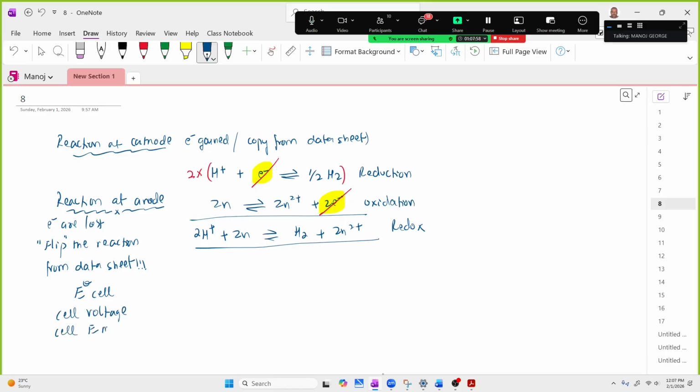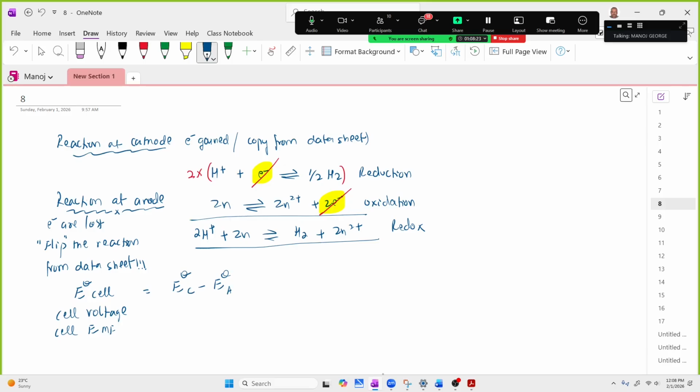Cell EMF. Okay. So cell voltage equals E° cathode minus E° anode, which is also mentioned as E° right minus E° left. It's the same thing. Cathode minus anode is the easier way to figure this out.